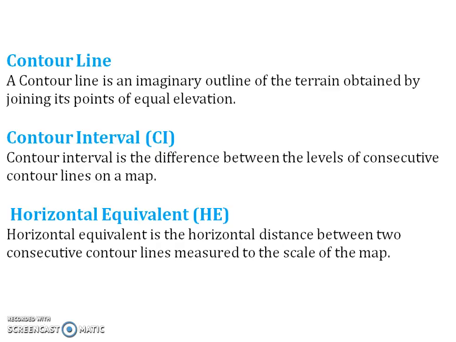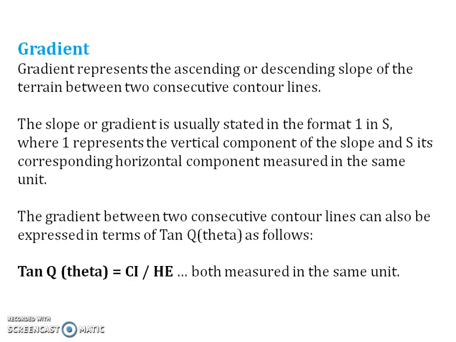Horizontal equivalent. Horizontal equivalent is the horizontal distance between two consecutive contour lines measured to the scale of the map. Gradient. Gradient represents the ascending or descending slope of the terrain between two consecutive contour lines. The slope or gradient is usually stated in the format 1 in S, where 1 represents the vertical component of the slope, S its corresponding horizontal component, measured in the same unit.